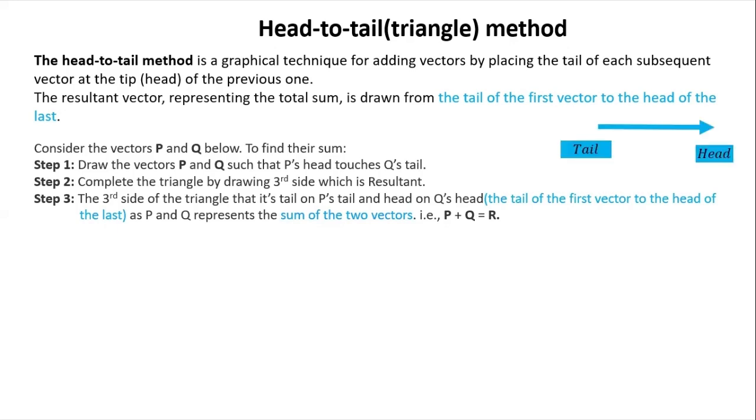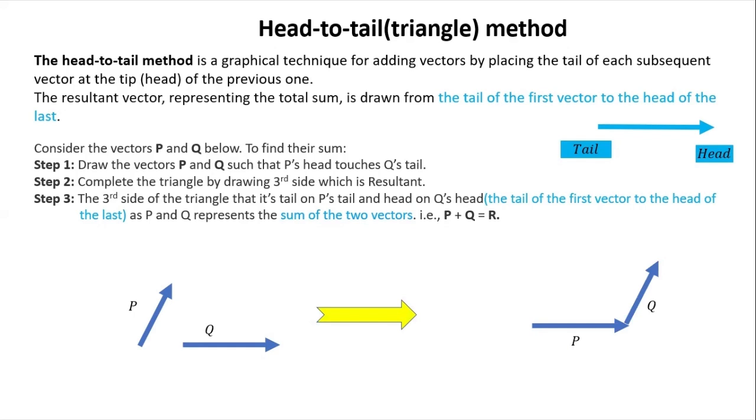Again, here this is the tail, this is the head of the arrow. So this is P, this is Q. We'll see the first step. Draw the vectors P and Q such that P's head touches Q's tail. This is P. Its head is now touching Q's tail.